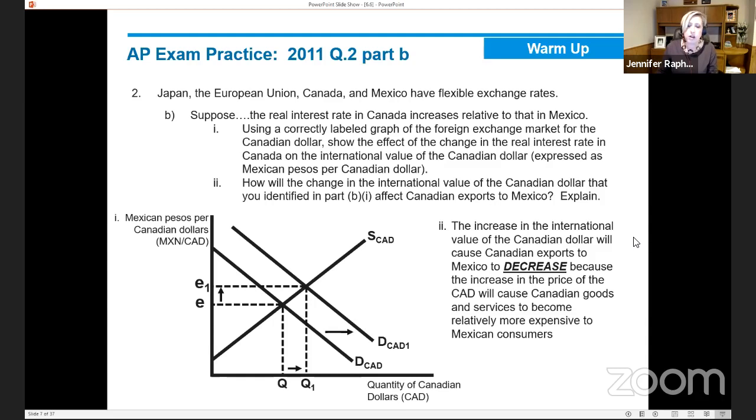So the increase in the international value of the Canadian dollar is going to cause Canadian exports to Mexico to go down. Right? Mexicans are going to buy fewer Canadian goods and services because they have become relatively more expensive to Mexican consumers. And these are key words whenever you're explaining how a change in currency values affects trade. You want to be able to explain that when the currency appreciates, the goods and services denominated in those currencies are higher, and the purchasing power of a foreigner goes down. So they're going to buy fewer goods and services from that country.